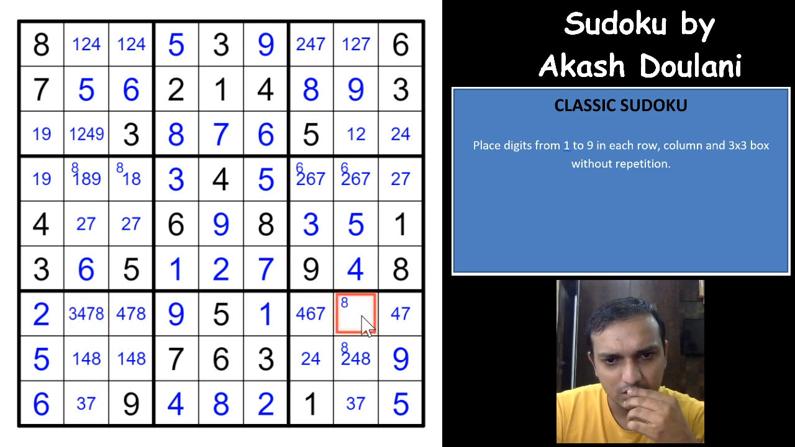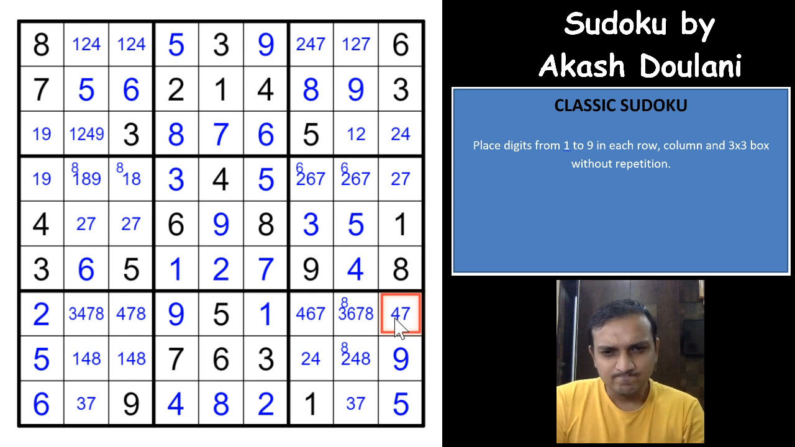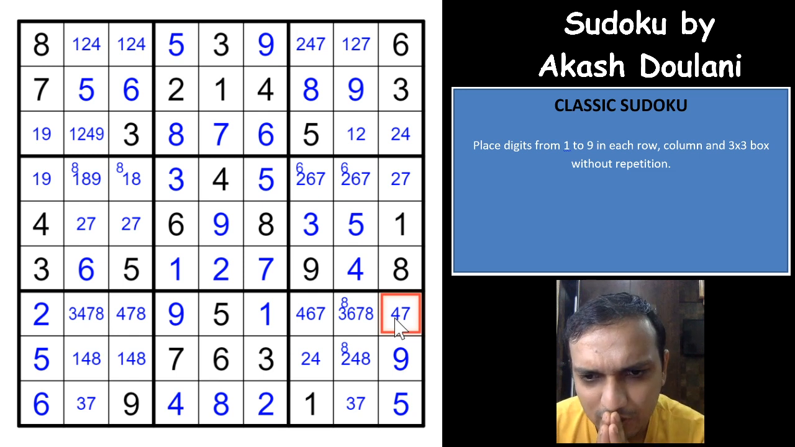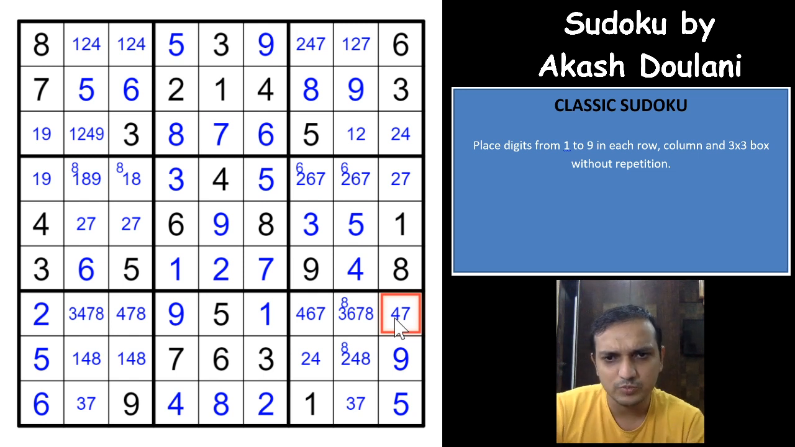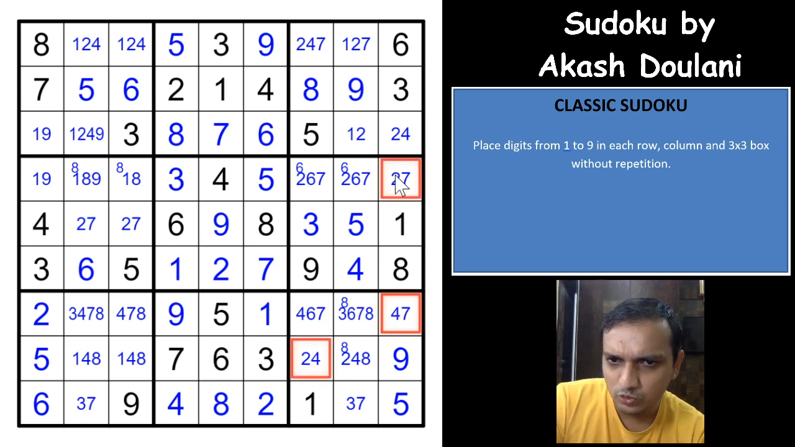This can be anything, right? 3 4 6 7 8. 3 6 7 and 8. Okay. Seems to be really difficult one. Something should be there here. Oh, 4 7, 2 4 and 2 7.